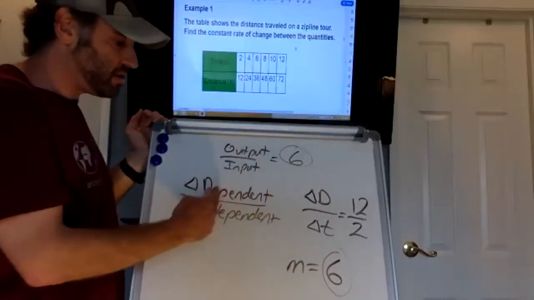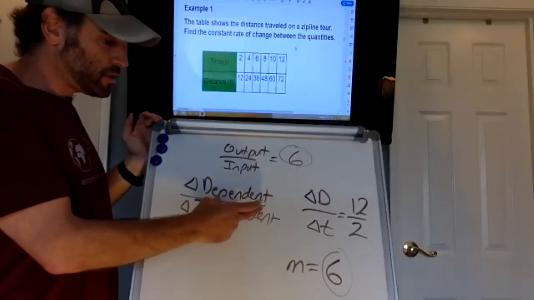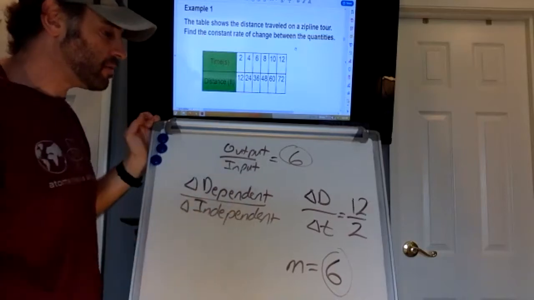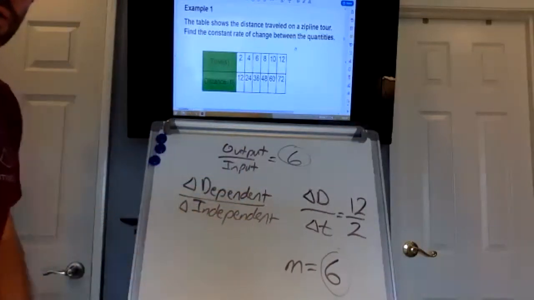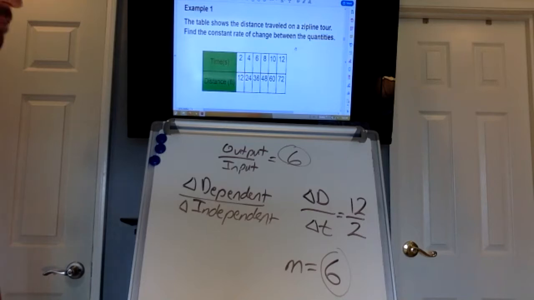It's the change in your dependent variable with respect to the change in your independent variable, or the change in y over the change in x. Couldn't you say it's what you multiply the top one, the dependent variable, by to get the independent variable? Or the other way around, I guess.